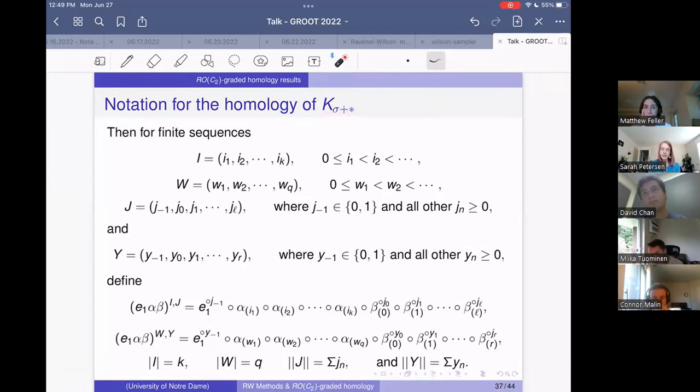To write down what the answer is, you need a fair bit of notation. So some indexing sets, I, W, J, and Y, and then defining circle products out of all these elements.